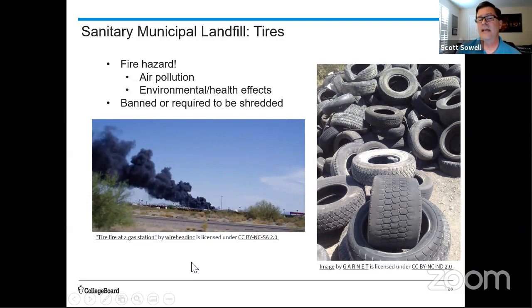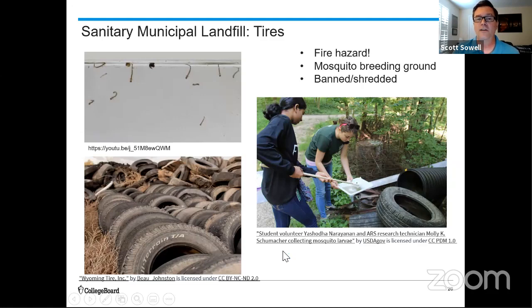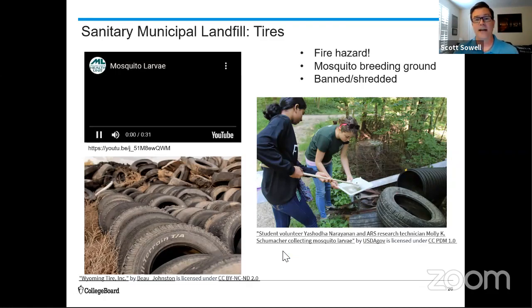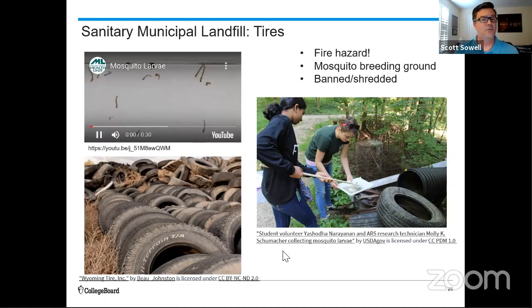So a lot of times landfills will not take tires, or if they do take them, they'll require them to be shredded really finely before use. But that's not the only bad part of tires laying around either in a dump or a landfill. And it has to do with mosquitoes.